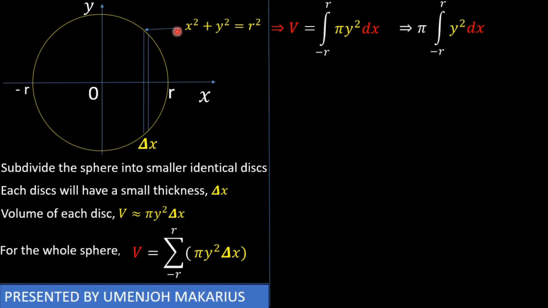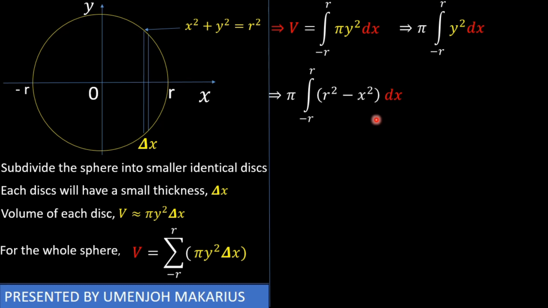Because we have the equation of the circle to be x squared plus y squared equals r squared. So friends, we make y the subject. By sending x squared to the right hand side, we have y squared to be the same as r squared minus x squared. Good. So our integral now turns out to be pi times the integral from negative r to r of r squared minus x squared dx. Everything is in terms of x now. We are good to integrate.